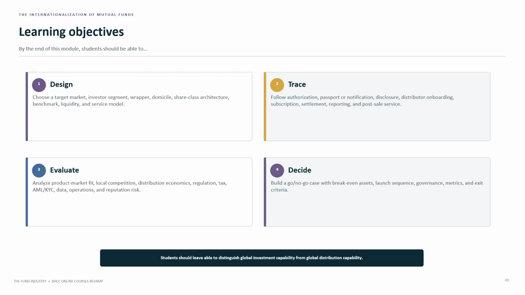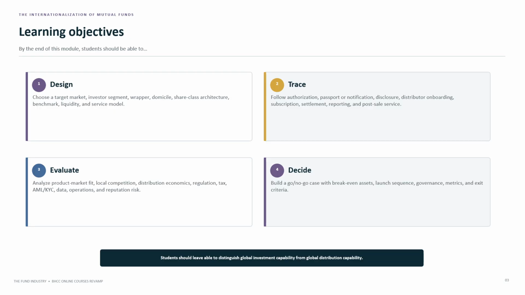Third, evaluate. That means testing product market fit, local competition, pricing, tax, regulation, AML and KYC requirements, data, operating capacity, distribution economics, and reputation risk. A large market statistic is not enough. The sponsor needs evidence that a specific product can win through a specific channel at a sustainable cost. Fourth, decide. You should be able to build a go or no-go case with break-even assets, named owners, launch milestones, monitoring metrics, and an exit plan.